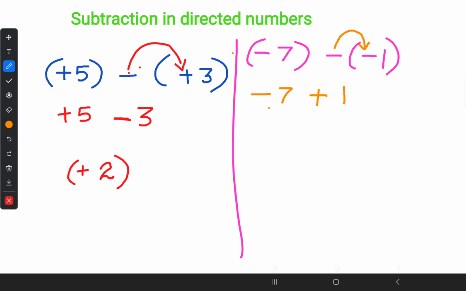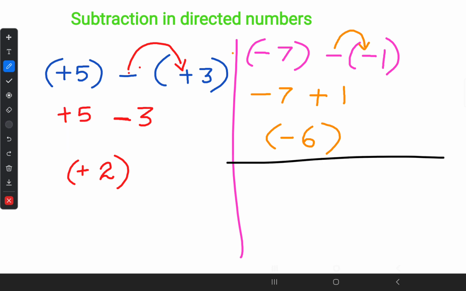Here we know how to do this. 7 and 1, both have different directions. So that means subtraction. Both are enemies. So 7 minus 1 is 6. 7 is the higher one, which is holding negative. It would be negative 6. Finally, the answer would be negative 6.